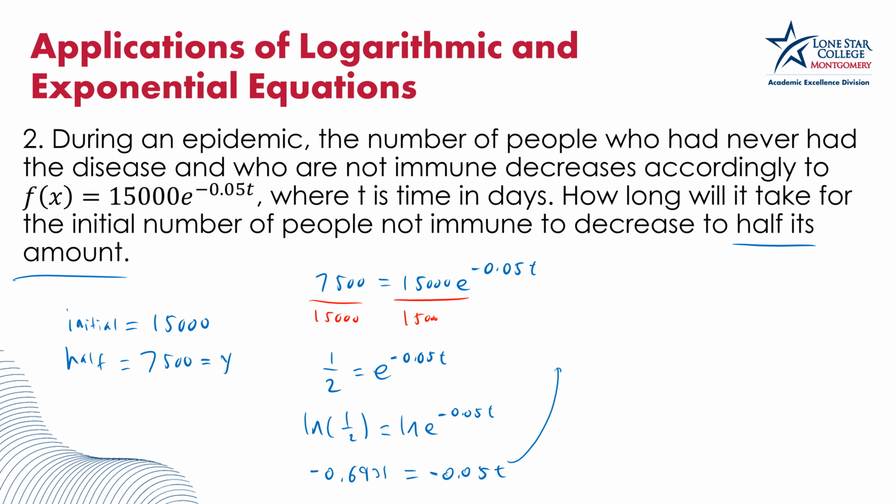So it tells us that we would get t equals 13.86 days, or if we were to round up to a whole number, it would be approximately 14 days for the initial number of people not immune to decrease to half its original amount. So that would take 14 days for that to happen. And that would be our solution.